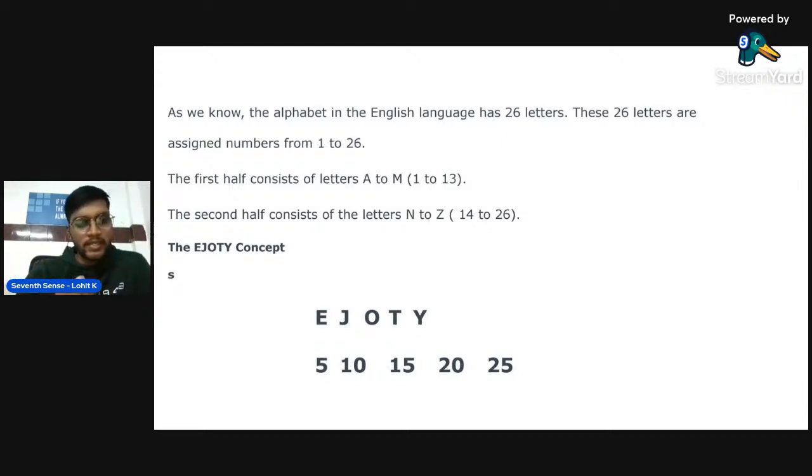So as I said, E here, right? E is 5, J is 10, O is 15, T is 20, and Y is 25, right? So these are the multiples of 5. They have divided the letters here. You can easily remember this using the particular concept known as EJOT.